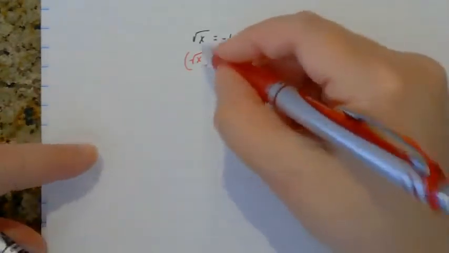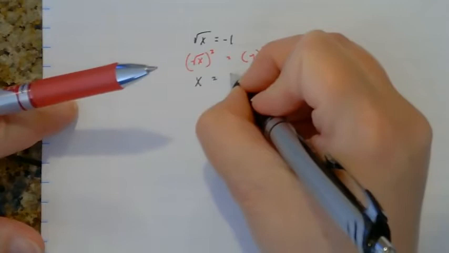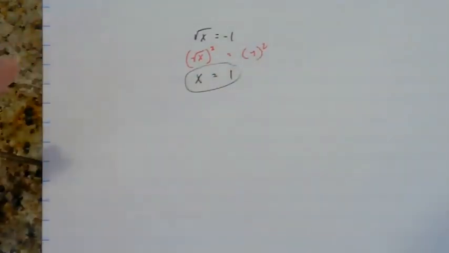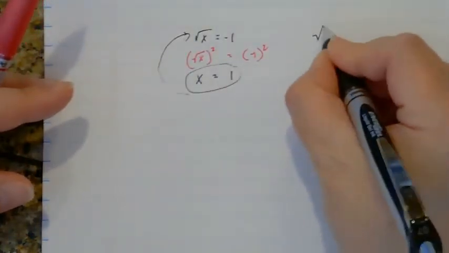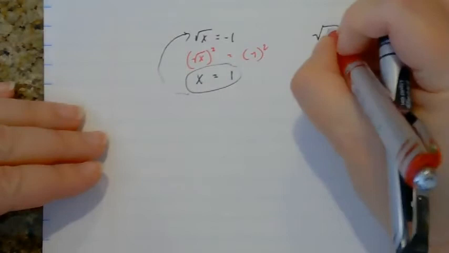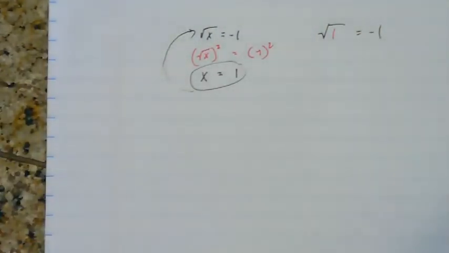So when you square the square root of x, you just get x. When you square the -1, you get 1. So our solution is 1. Let's go back and put that into the problem we started with. The square root of 1 equals -1. Is that a true statement?